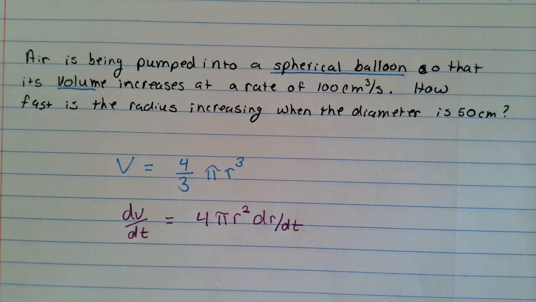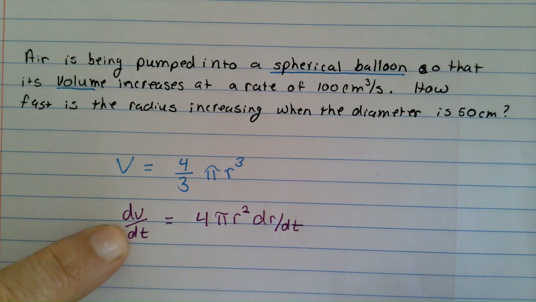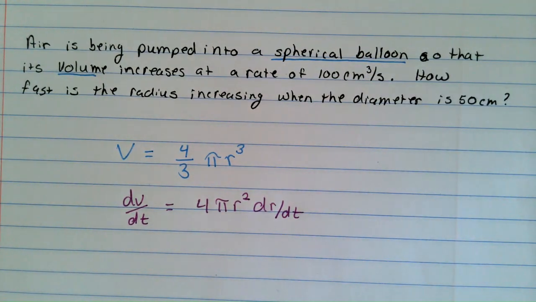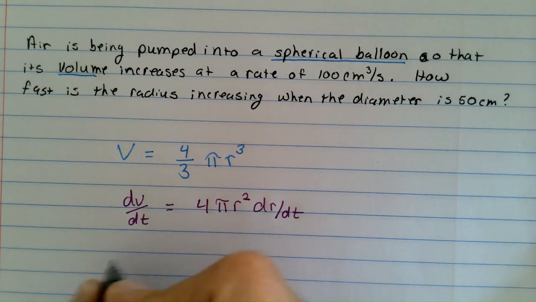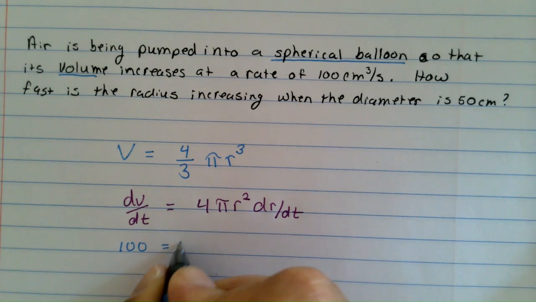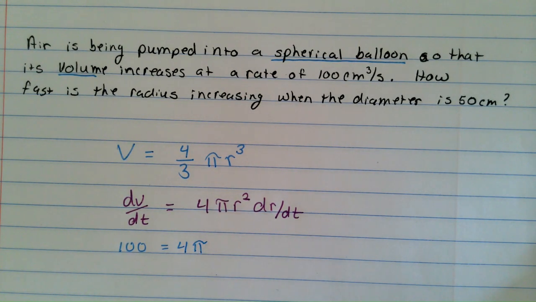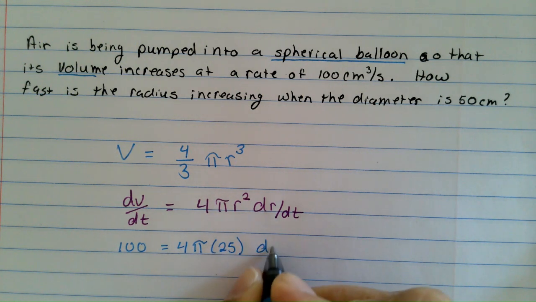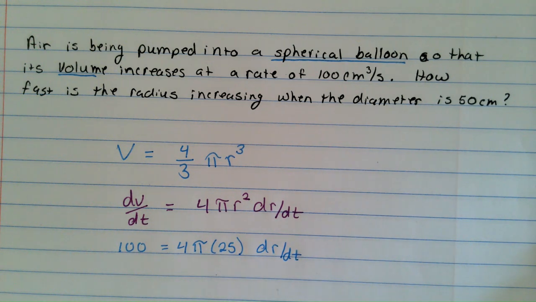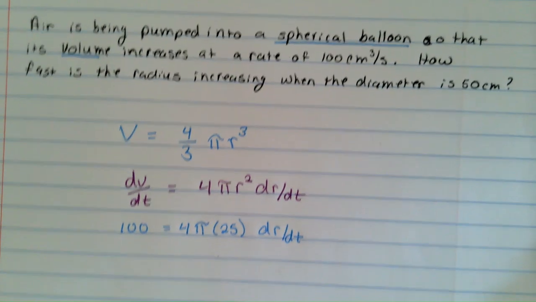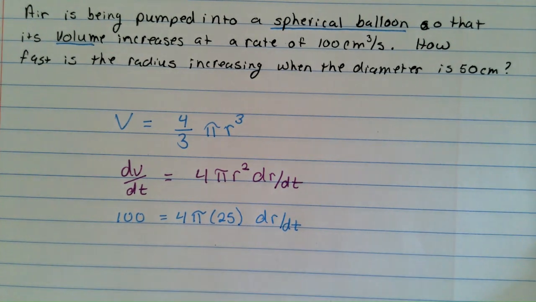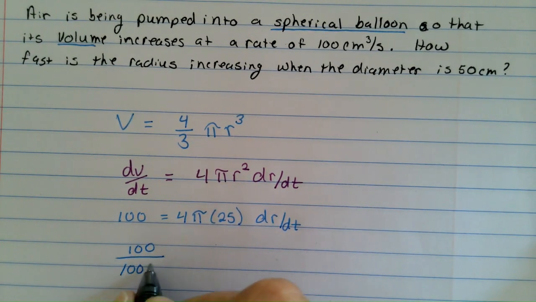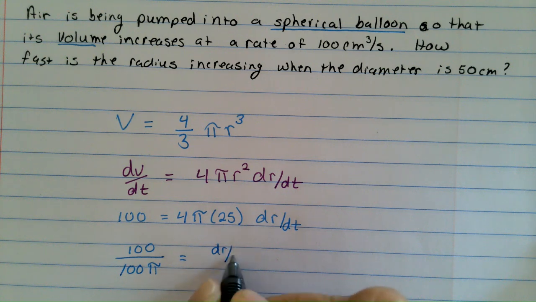Okay, well, what is the rate of our volume? Because dV is change in volume, right? The change in volume per second is 100 centimeters cubed per second. What is our radius? Our diameter is 50, so that would be 25. And dr dt, well, that's what we're looking for. How fast is that radius changing? Okay, so we would have 100 over 100 pi would give us that answer.